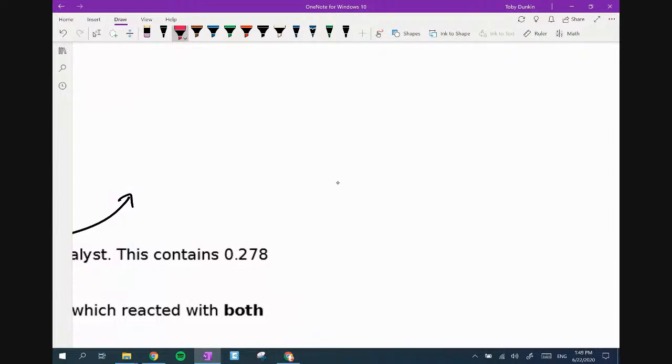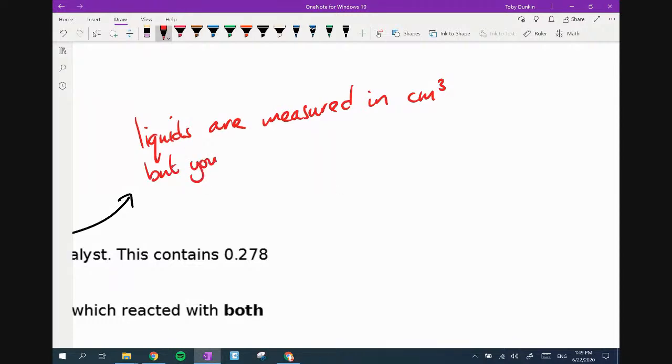the liquids are measured in centimetres cubed, which makes total sense. If you've got a fluid and you're going to mix together a mixture, you're going to be using a measuring cylinder. You're not going to do anything else. So the liquids are measured in centimetres cubed, but you are given their densities.